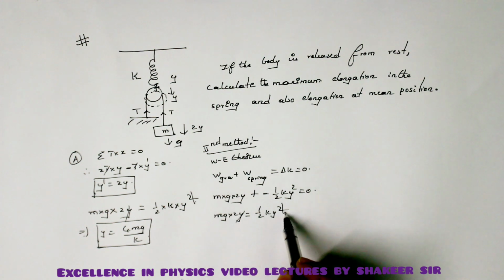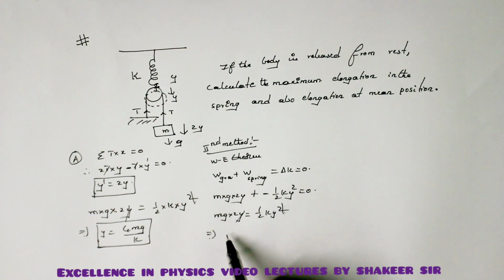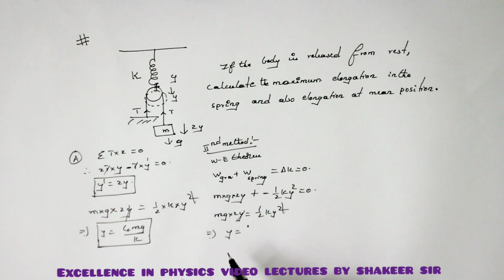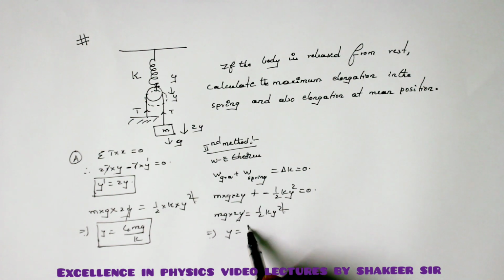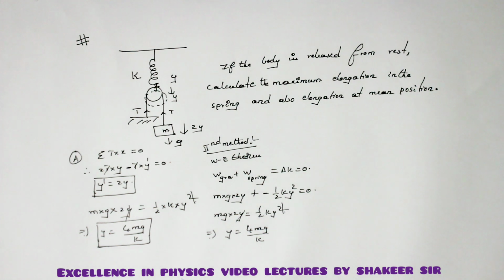So y in the square gets cancelled. So therefore I can write y as the result. So therefore y is equal to 4 mg divided by k. So this is how we can use the work-energy theorem.